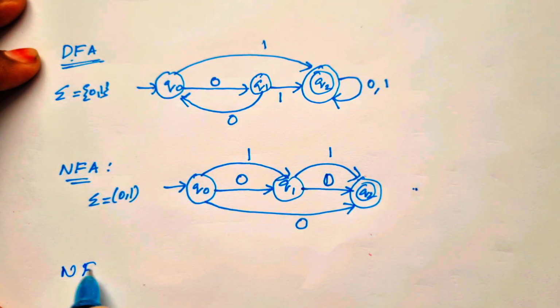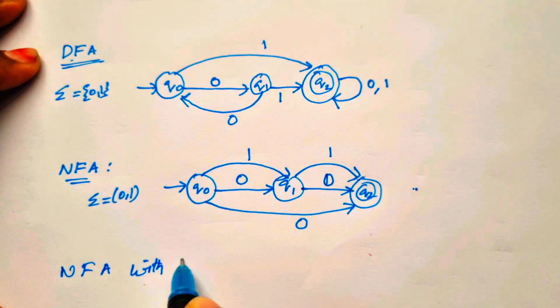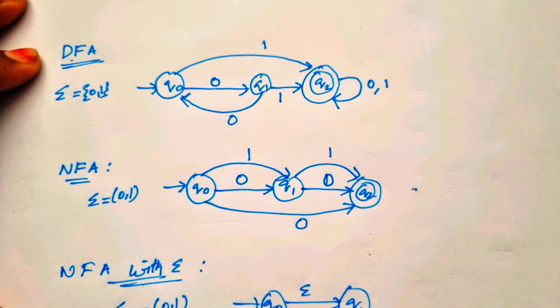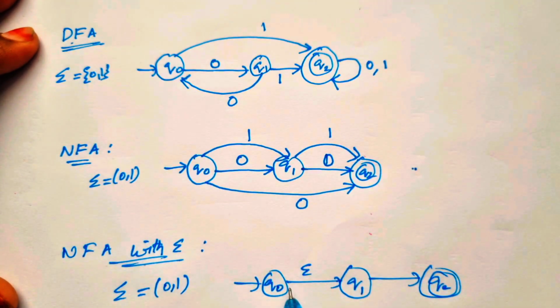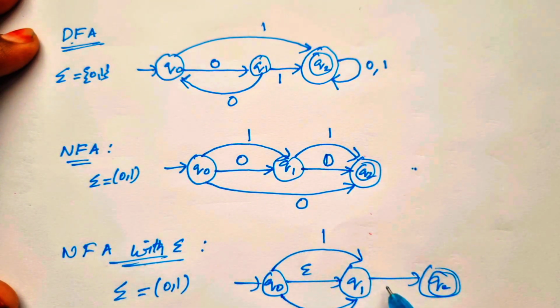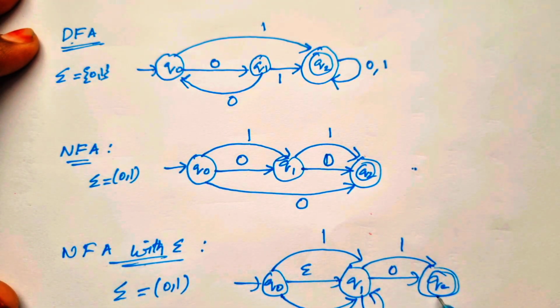Coming to NFA with epsilon, same as NFA, but you may have epsilon transitions like this. Means without reading any input itself, it is going from q0 to q1, and it may go from 0 to 1 like this. It may have multiple such transitions. It's your wish.